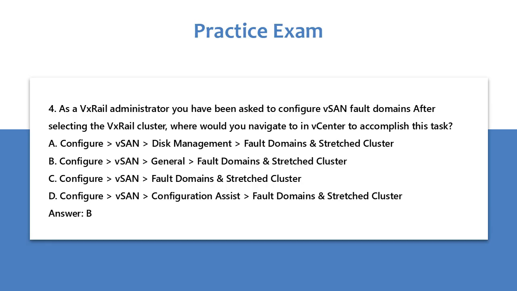4. As a VxRail administrator, you have been asked to configure vSAN fault domains after selecting the VxRail cluster. Where would you navigate to in vCenter to accomplish this task? A. Configure > vSAN > disk management, fault domains and stretched cluster. B. Configure > vSAN > general, fault domains and stretched cluster. C. Configure > vSAN > fault domains and stretched cluster. D. Configure > vSAN > configuration assist, fault domains and stretched cluster. Answer: B.